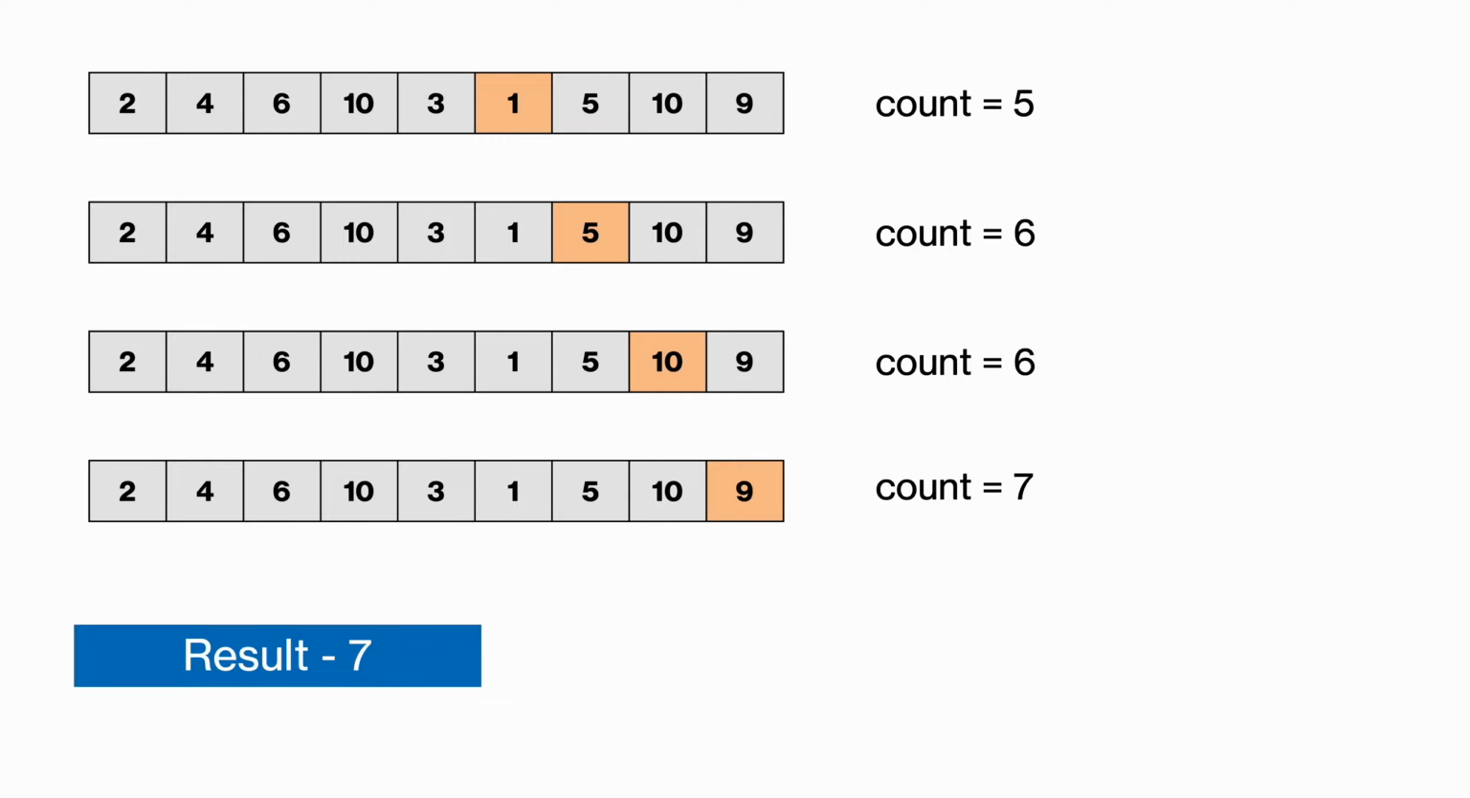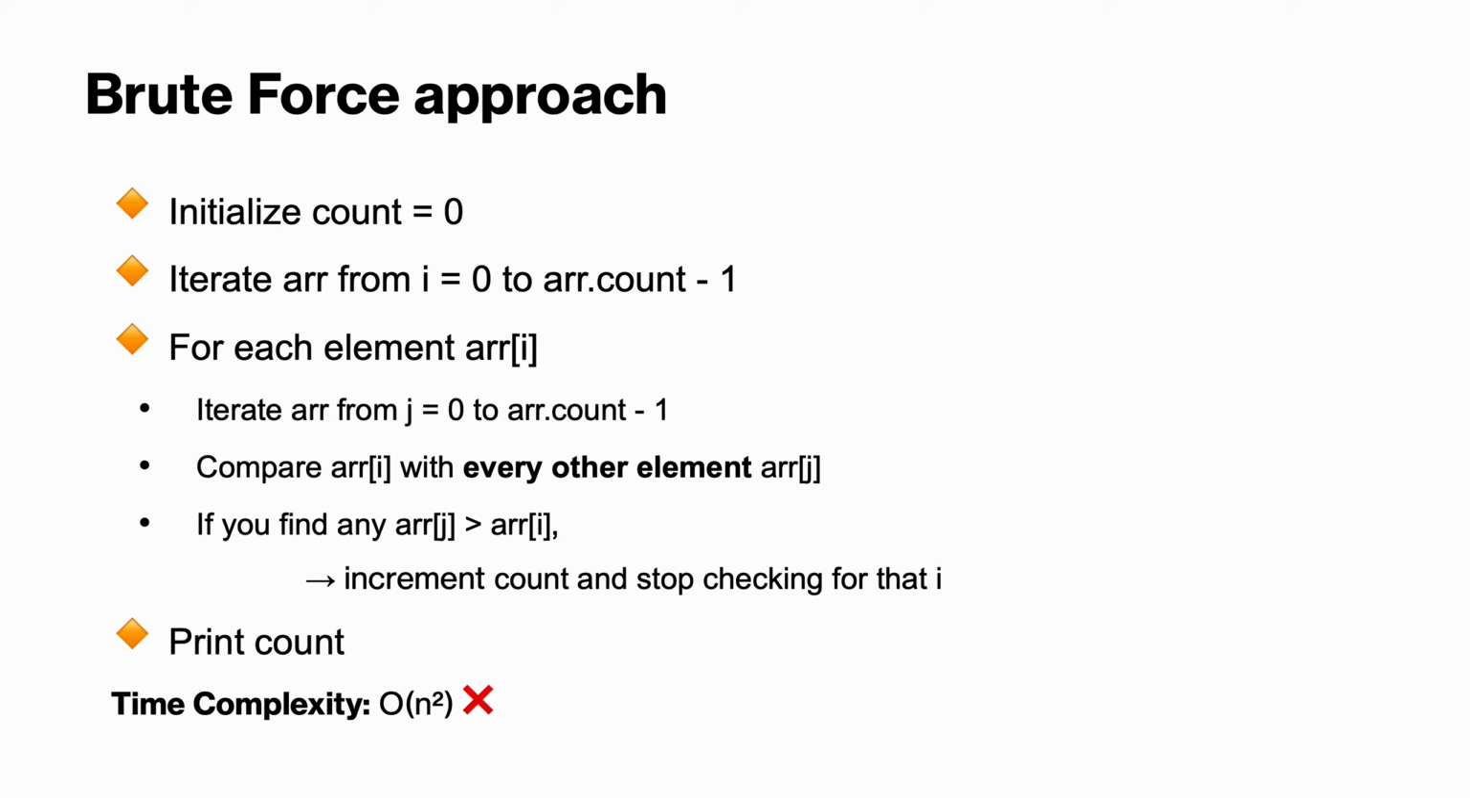So far we have found the greater elements by simply seeing the array. But how to implement it? Let's talk about the brute force approach first. Initialize a variable count which is equal to 0. Use one loop to pick each element i. Use another loop to compare it with every element j. If array of j is greater than array of i, increment the count and move to the next element. This approach works, but since we are using two nested loops, the time complexity is big O of n square here. Let's optimize this using observation.